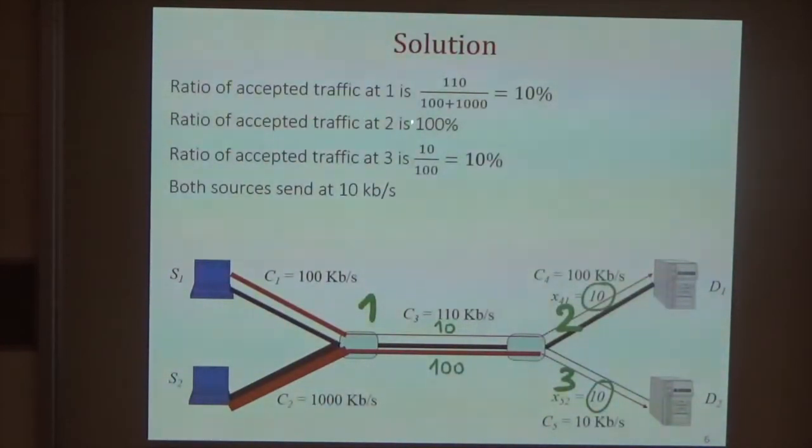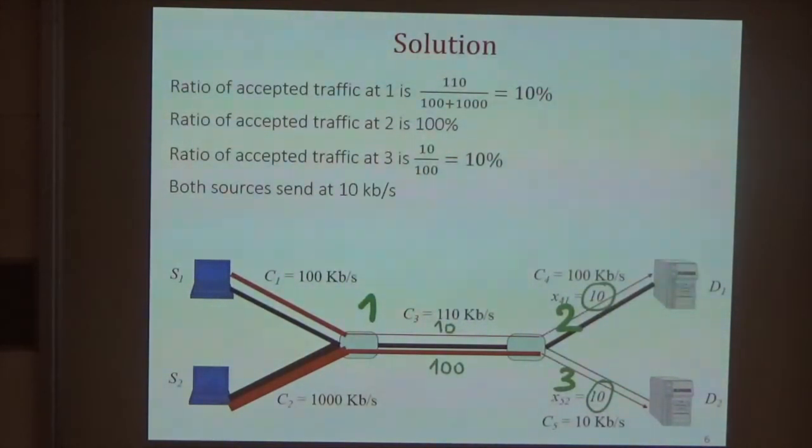The ratio of accepted traffic at 1 is 10%. We drop 90%. So here we send 100 kilobit per second. At 1, 10 of this flow gets in, 100 of the other. Now at 2, what happens? Well, at 2, we have simply one flow that is going there. At 10, the capacity is 10. So as a first approximation, we drop nothing. Therefore, we get 10 kilobit per second here. So that was the correct answer.